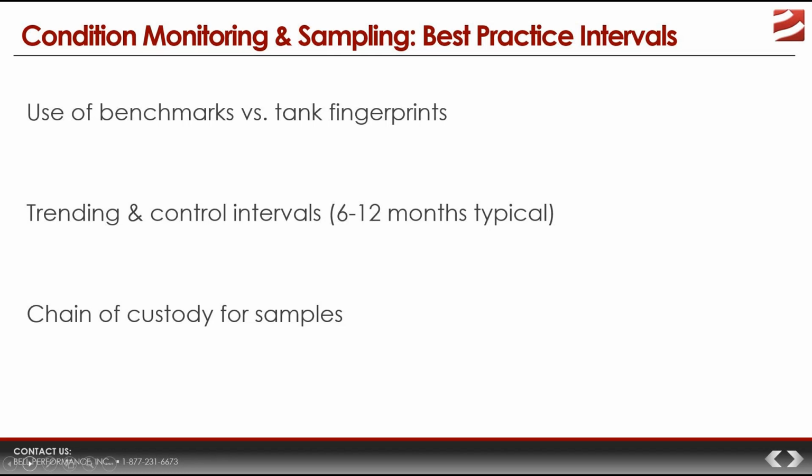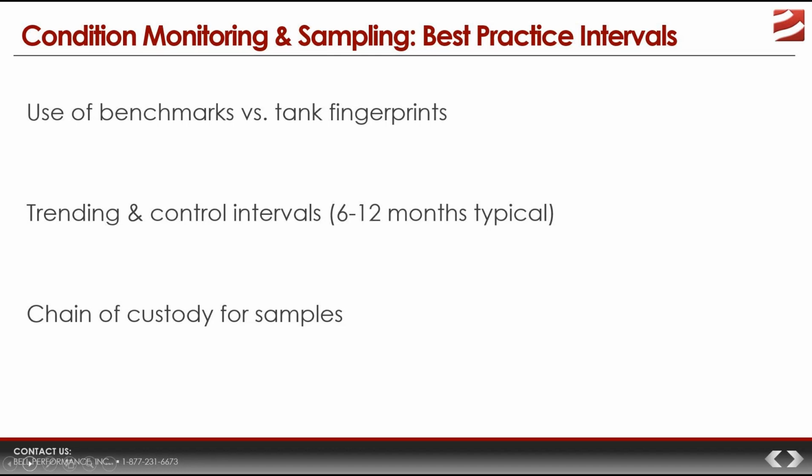So what that means is that in order to get enough data to have good trending, you're probably going to want to sample and test at least every other month. So you need to get enough data to figure out what your true control interval should be. Now, quick note on the subject of chain of custody.